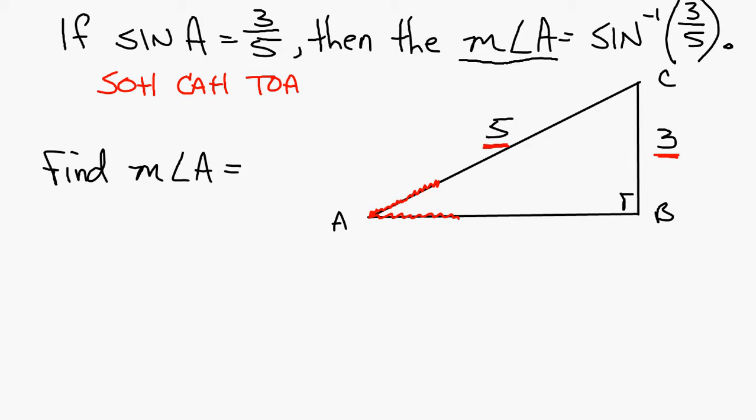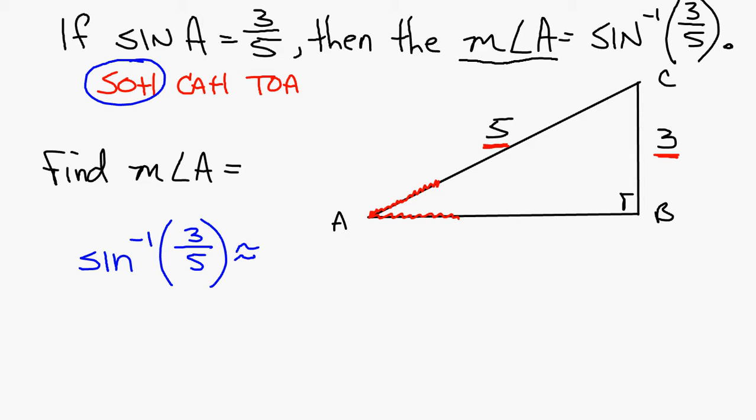If you're trying to find an angle measure and you know the opposite side and the hypotenuse, you're going to be working with sine, because sine equals opposite over hypotenuse. When you're finding angle measures, you're going to write sine -1 of the opposite side, which is 3, over the hypotenuse, which is 5.